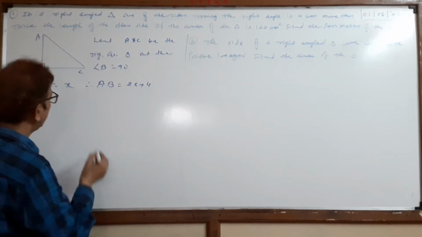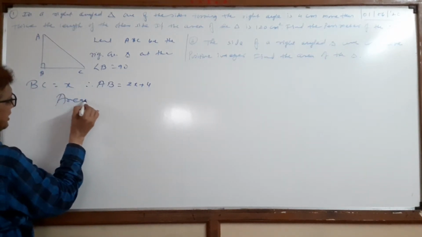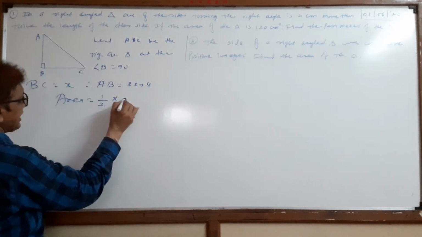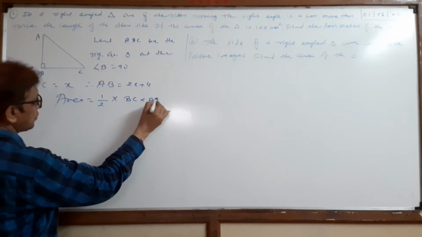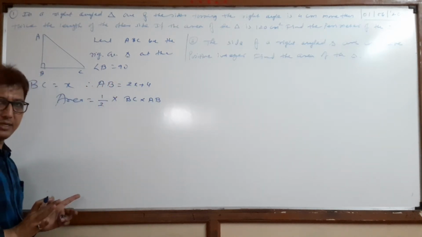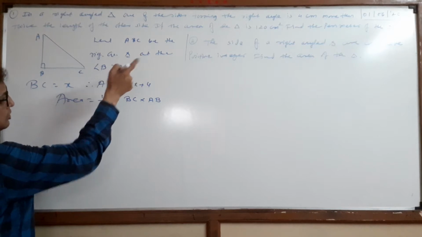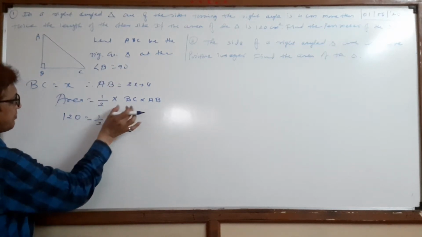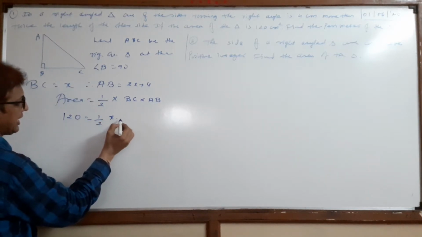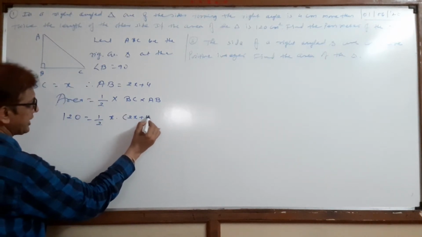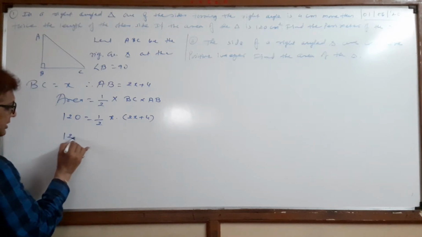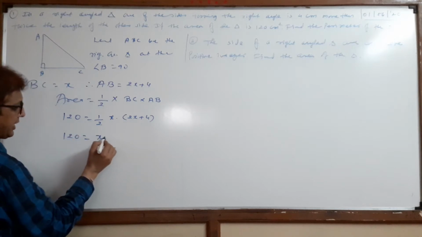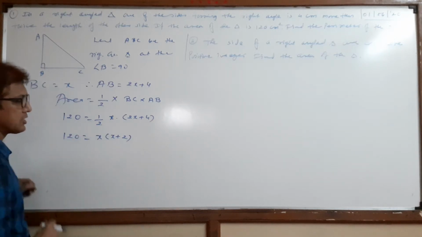Area is given. So apply the formula, area of the triangle equals 1/2 base into altitude. Now area is 120, 1/2 as it is, BC equal to x, AB equal to 2x plus 4. Right? Now 2 is common here and cancels. So x into bracket x plus 2.